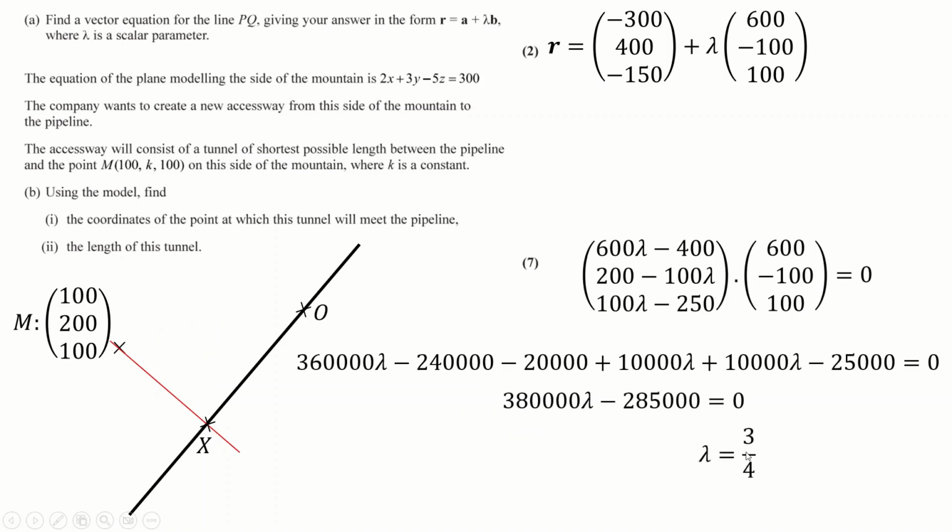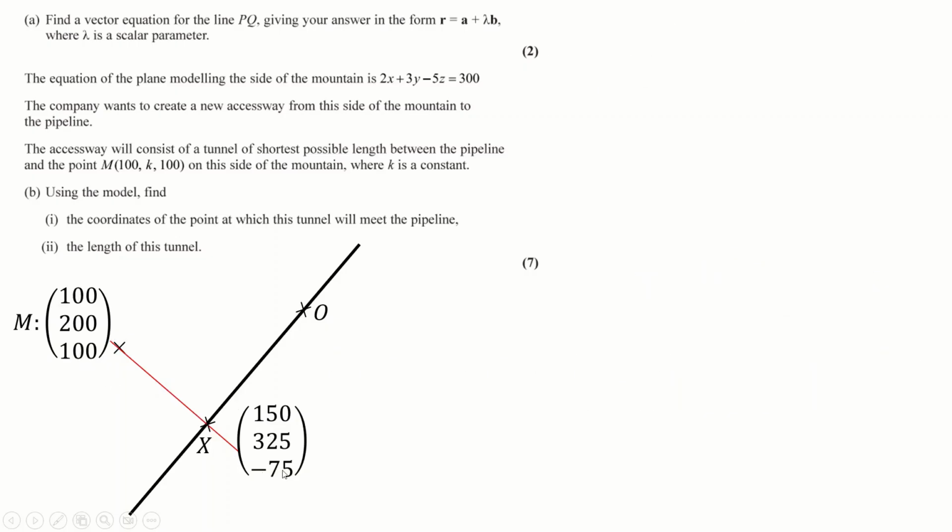And we can take that lambda value and put it back into the line to find the point. O has magically moved to there. I don't know why that's happened. That is a poor copy-pasting job from me, but that's okay. We can put lambda into there, and we can find this point is there. And then, of course, we can just do some very quick Pythagoras. 50 squared plus 125 squared plus 125 squared, square rooted, will give us the distance of this here.